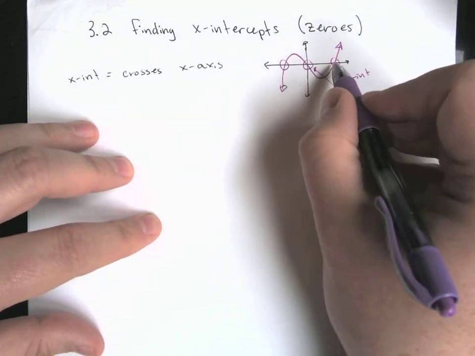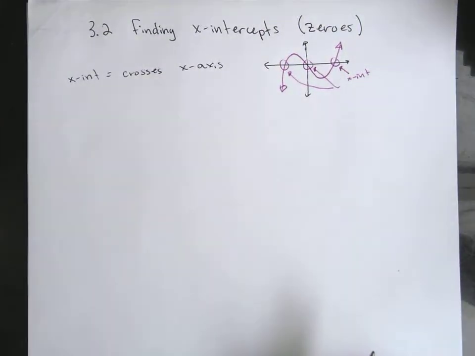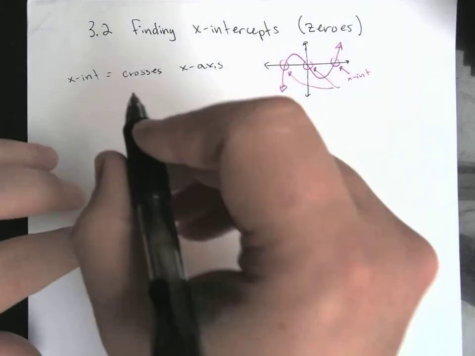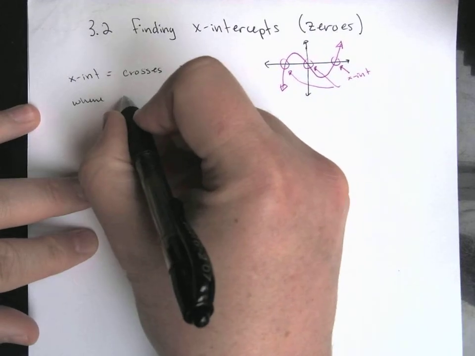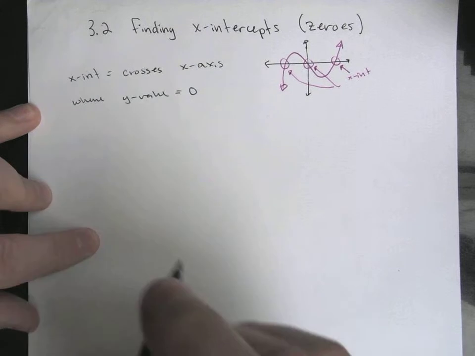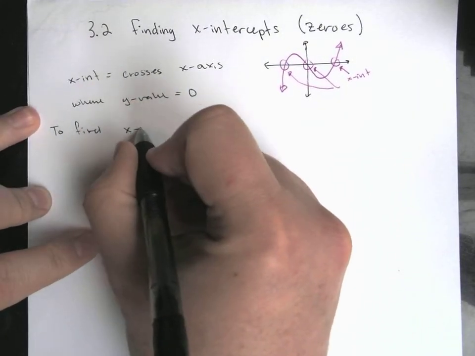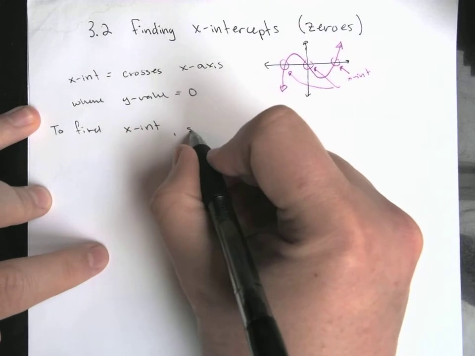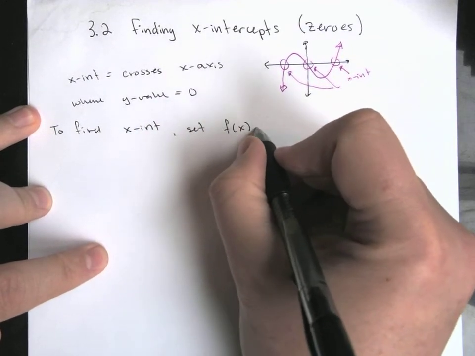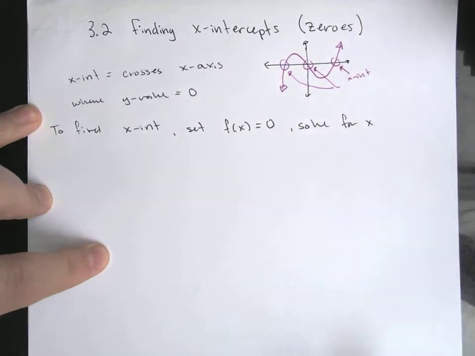There's one here at the origin. This is some sort of positive value. This is some sort of negative value. So we're trying to find these x-intercepts on our graph. So this is happening kind of by definition. It must be then where the y value is 0. So for us, what that's going to mean is to find an x-intercept, we're going to set the function itself equal to 0, and we're going to solve for the x.